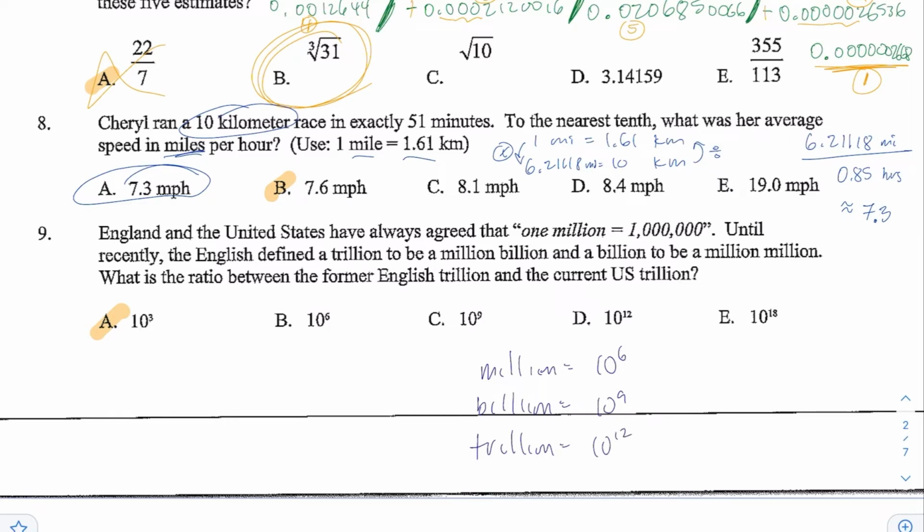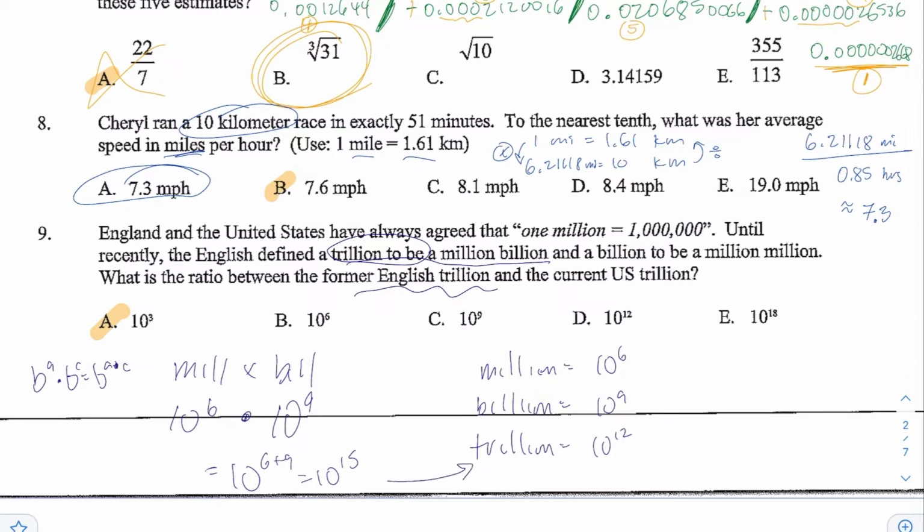So here, the former English trillion used to be a million billions. So when you have a million times a billion, that's going to be 10 to the 6 times 10 to the 9. And here you can use the law of exponent that states b to the a times b to the c is b to the a plus c. So in this case, this will be 10 to the 6 plus 9, or 10 to the 15th power. And when you compare this to the regular trillion, which is 12 zeros, the difference will be choice A, 3 zeros. So there's a difference of 3 zeros between the old English trillion, which is 10 to the 15th, and the current US trillion, which is 10 to the 12th.